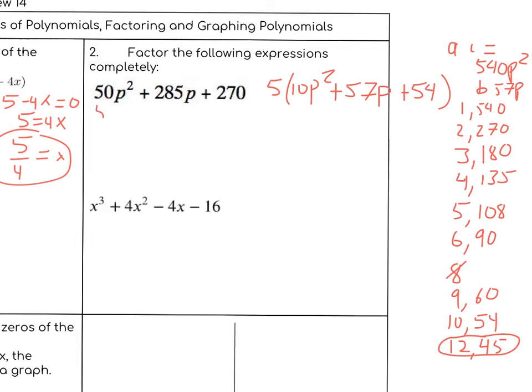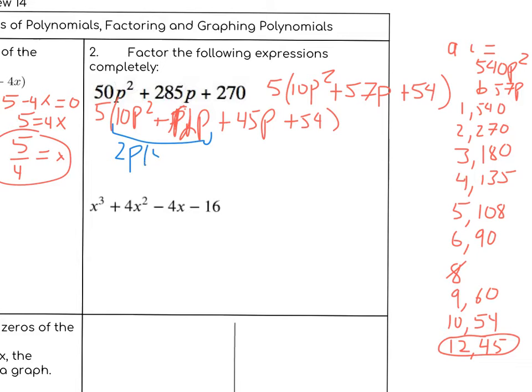So I'm going to bring this down. 5 out front, we're just going to leave that there. 10p squared plus 12. It might be nice if I wrote these in order. 12p plus 45p plus 54. And I'm going to look at things that these guys have in common. 10p squared and 12p, those can both be divisible by 2 and a p, leaving me with 5p plus 6. And that 5 is still just out in front.